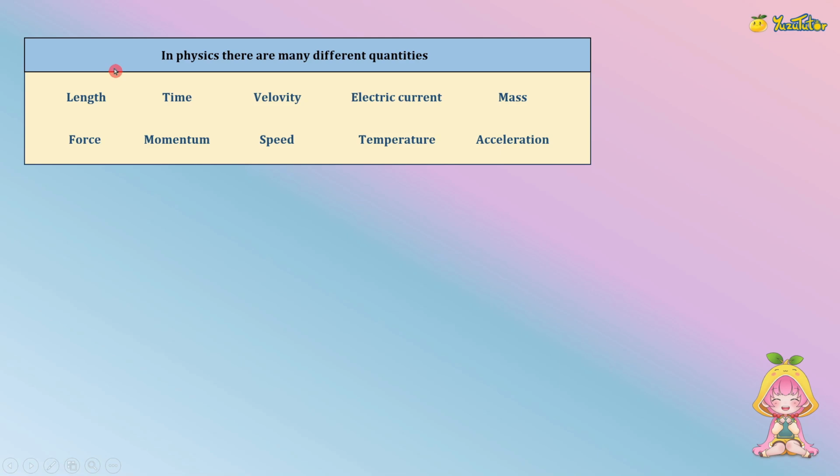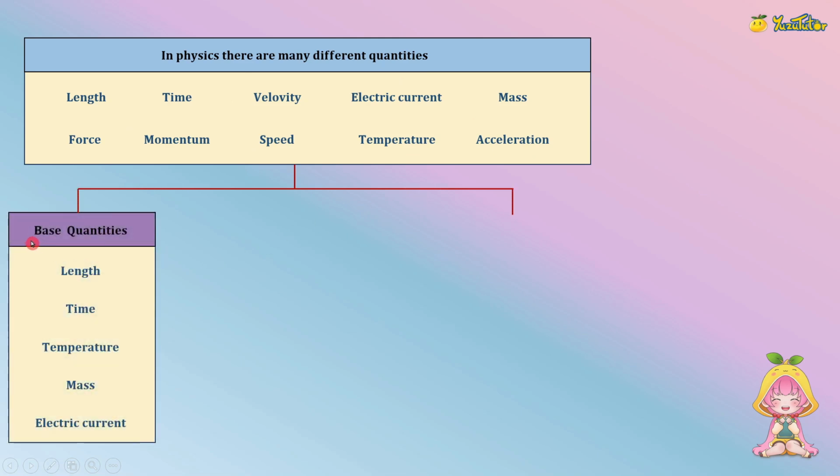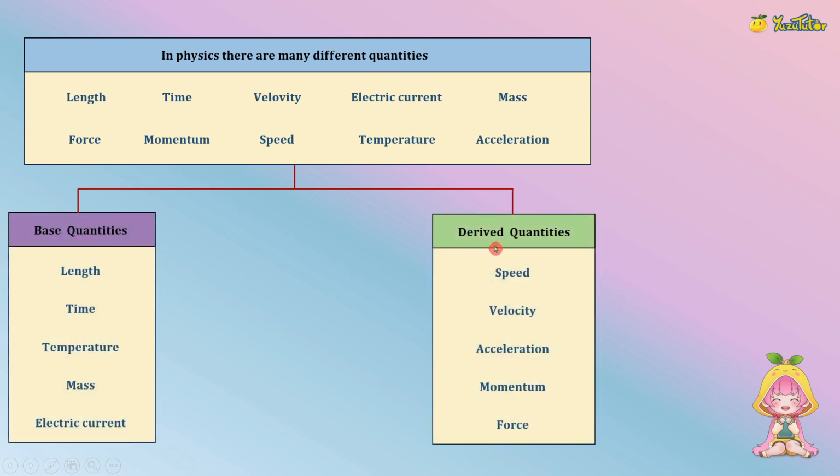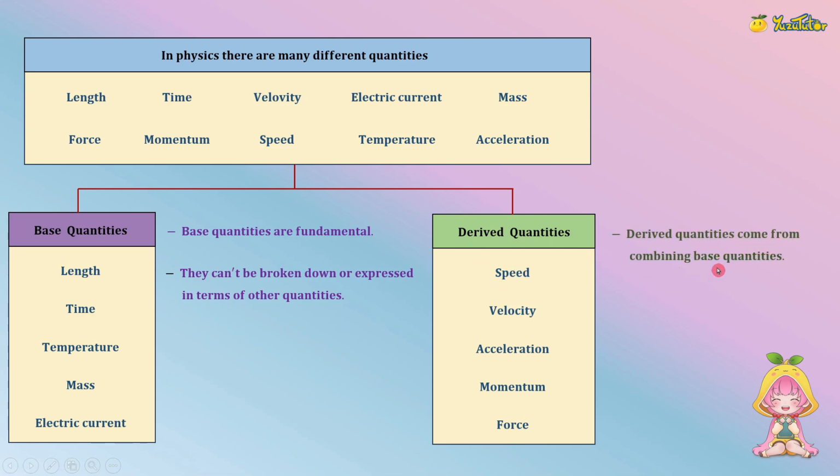Next is about physical quantities. In physics, there are many different quantities, such as length, time, speed, and mass. These quantities can be divided into two groups, base quantities and derived quantities. The base quantities are fundamental. They cannot be broken down or expressed in terms of other quantities. On the other hand, derived quantities come from combining base quantities.